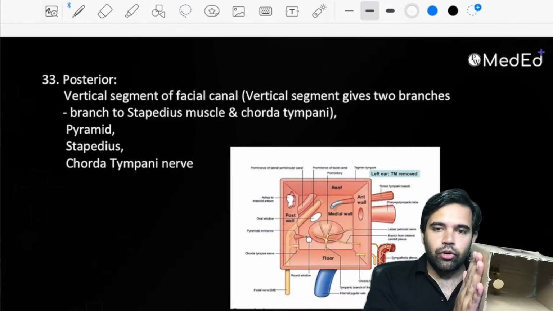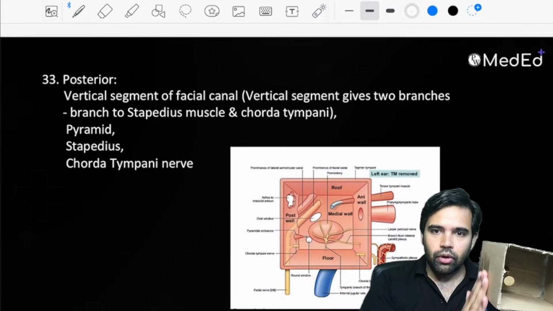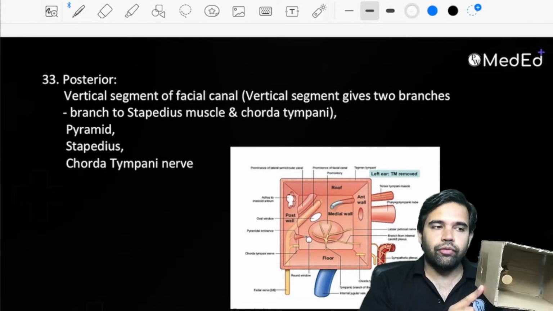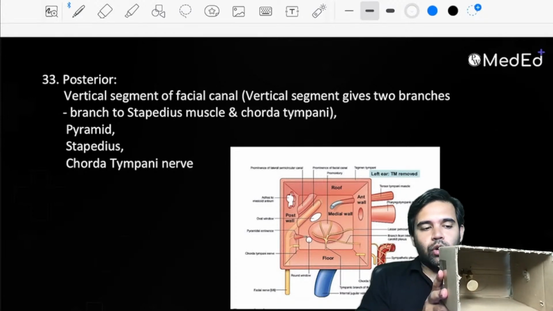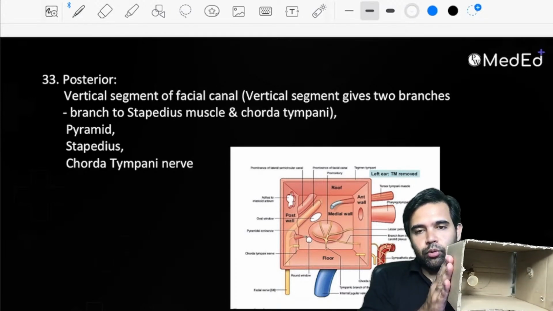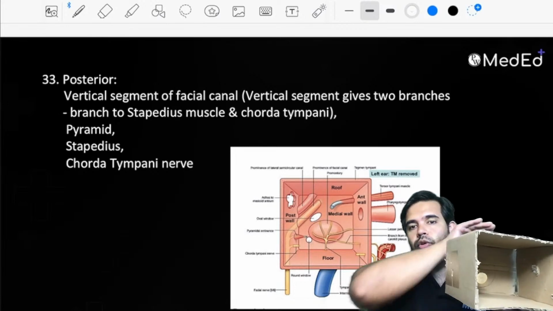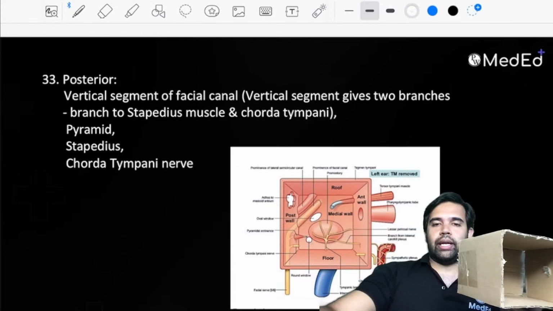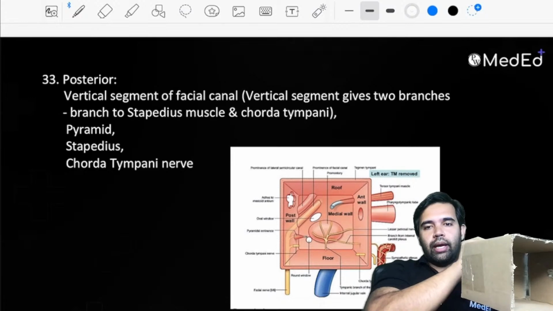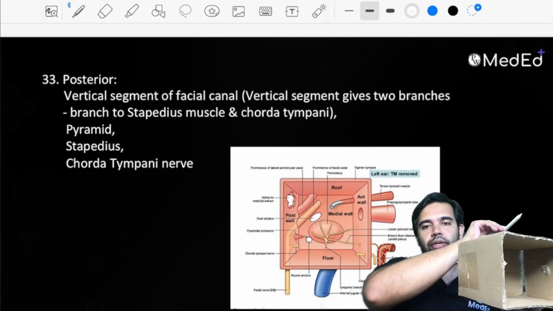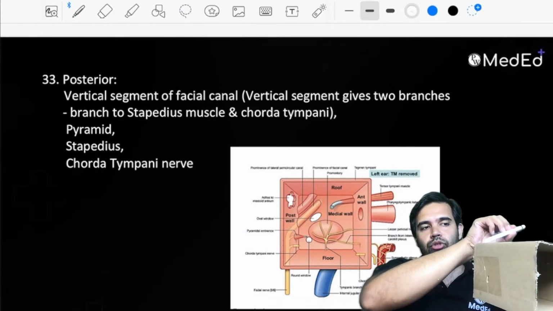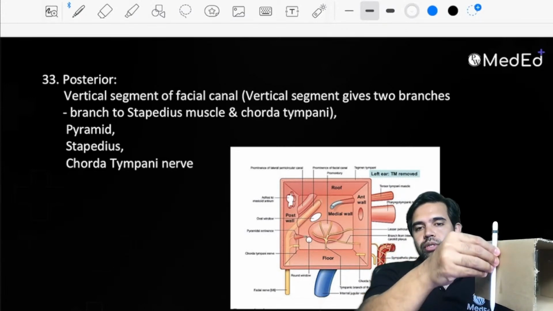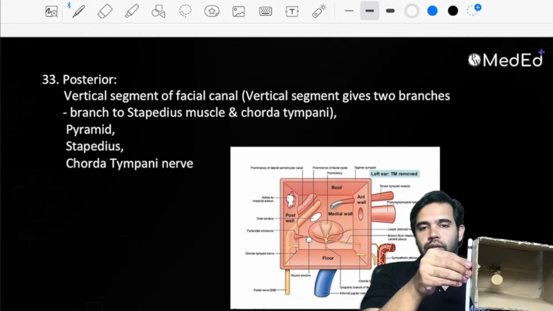Now the interesting thing about the posterior wall is your facial nerve goes from here, the vertical segment of the facial nerve. Look at this as the middle ear, and this is the posterior wall, and this is the medial wall. So the facial nerve is coming from this direction, and then here it takes a bend called the first genu. Then it comes through here, takes the second bend and goes down straight along the posterior wall.